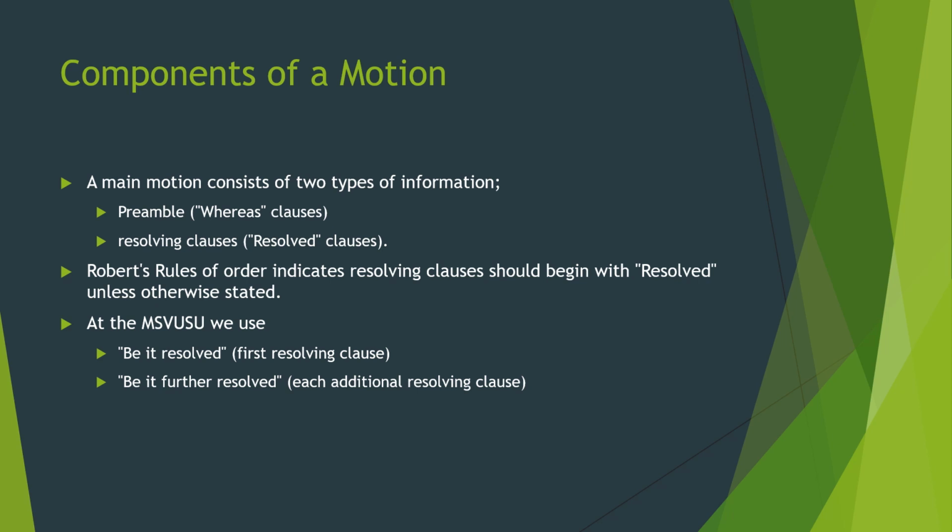A main motion consists of two types of information: the preamble, or the why of a motion, written in whereas clauses, and resolving clauses, or the what of a motion, written as resolved clauses. Robert's Rules of Order indicates that resolving clauses should begin with the word resolved, unless otherwise stated. At the MSVUSU, we use "be it resolved" for the first resolving clause, and "be it further resolved" for each additional resolving clause.